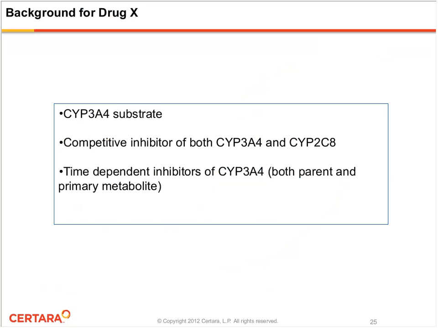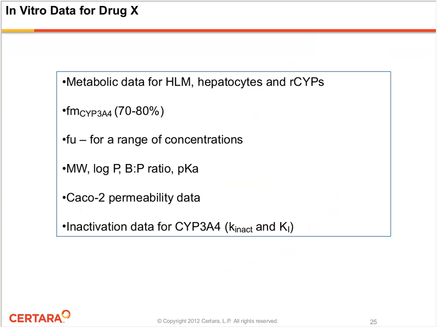So what we've got here are the in vitro data for drug X, and we've had very good metabolism data for HLM, hepatocytes and recombinant enzymes, and we were able to nail down the FM CYP3A4 at 70 to 80%. We had the fraction unbound for a range of concentrations, physicochemical parameters, Caco-2 permeability data, and also inactivation data for CYP3A4 for both parent and metabolite.